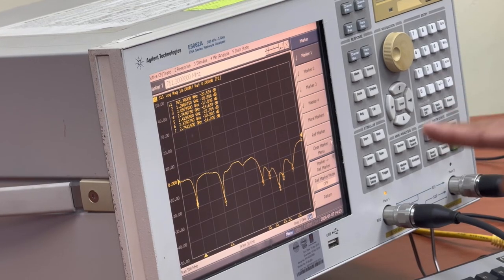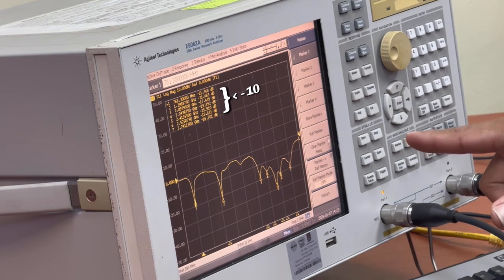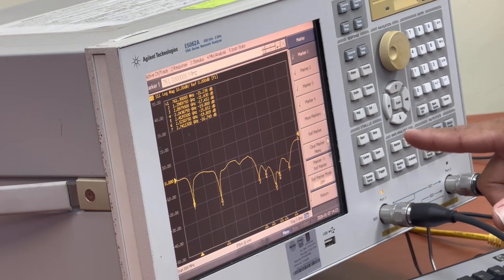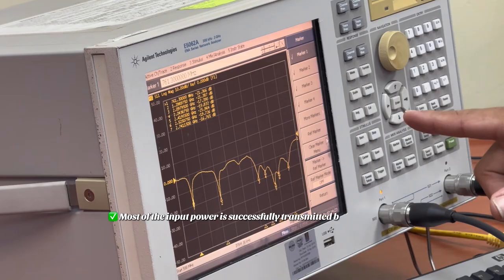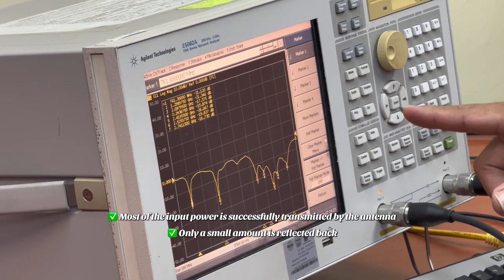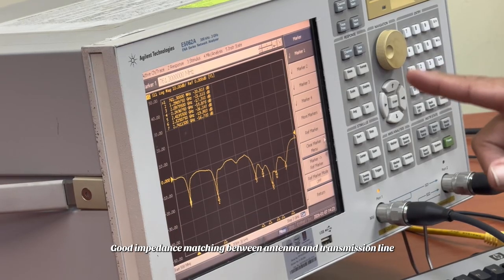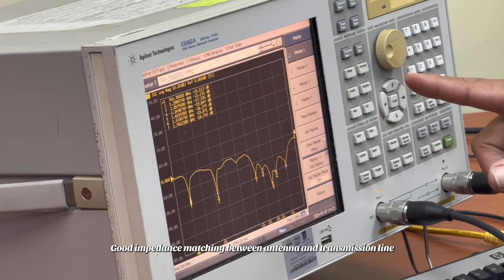The return loss values across these frequencies are below minus 10 dB, which means that most of the input power is successfully transmitted by the antenna and only a small amount is reflected back. This indicates a good impedance matching between the antenna and also the transmission line.